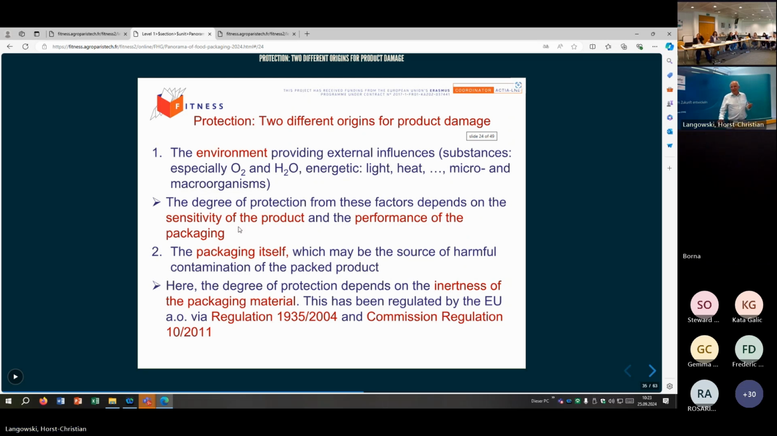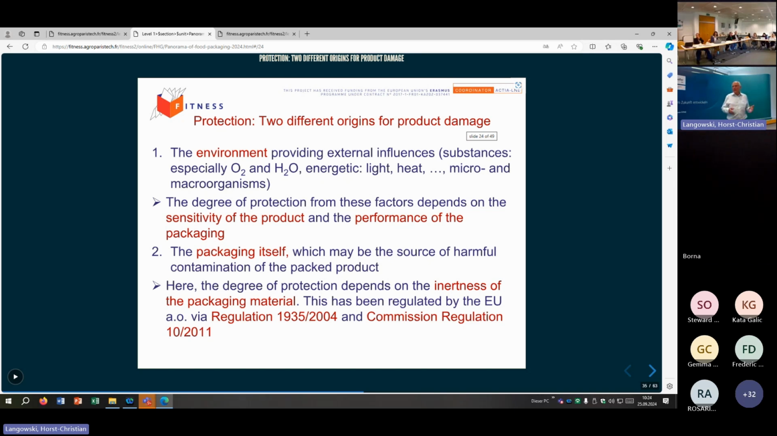And to estimate the protection given by the package, it's the sensitivity of the product together with the performance of the package. So if you have a low sensitive product, you may have also a low functional package, whereas with a highly sensitive product, you have to use a highly functional package. We have the packaging itself, I already talked about, and this is regulated in the EU, and it's also regulated in the US, and also some other parts of the world are already starting to go on with this regulation. Whereas other countries, there the people don't think about this at all. So I often receive papers in my other function as an editor for a packaging journal, and there are many scientists who do not think about this at all.